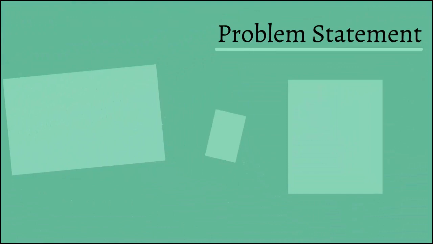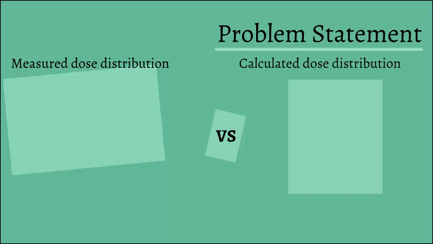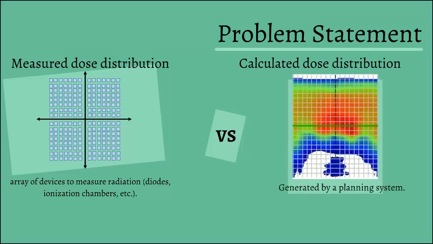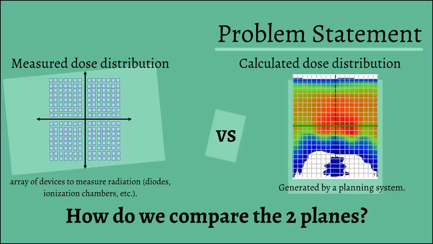Problem statement. Have in mind a measured dose distribution, and we'll compare it with a calculated dose distribution. The measured dose distribution is an array of instruments that measure radiation. They can be ionization chambers, diodes, and many other instruments. The calculated dose distribution is a plane dose that's generated by a planning system. Our question now is, how do we compare the two dose planes?